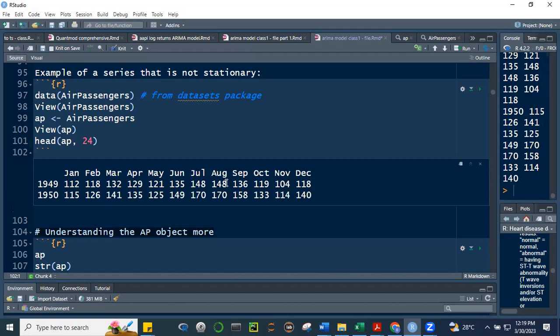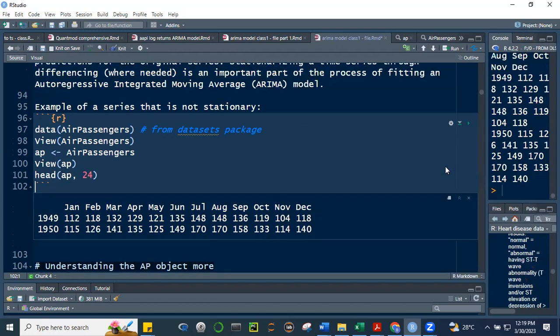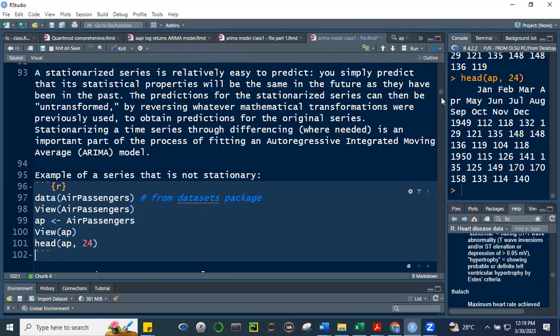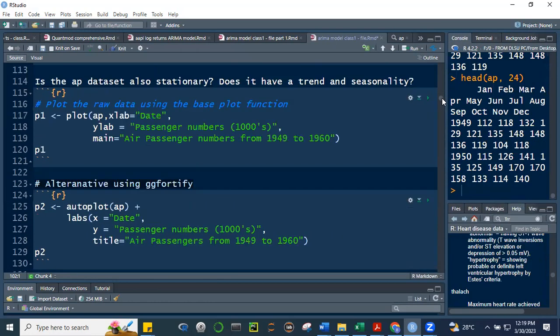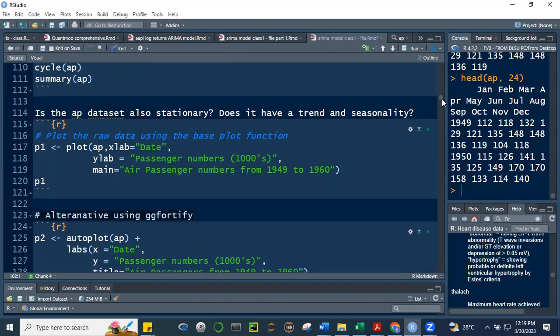Alright, so the data set, meron tayong years component at saka yung month, no? So apparently monthly data siya. Yung airline passengers data.